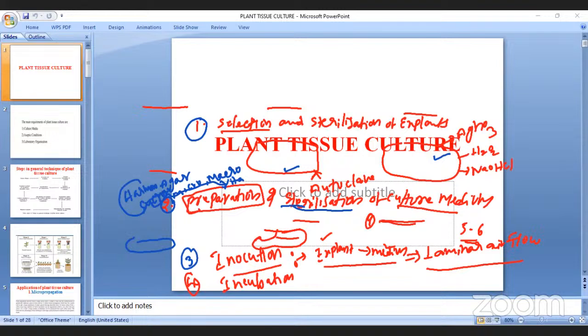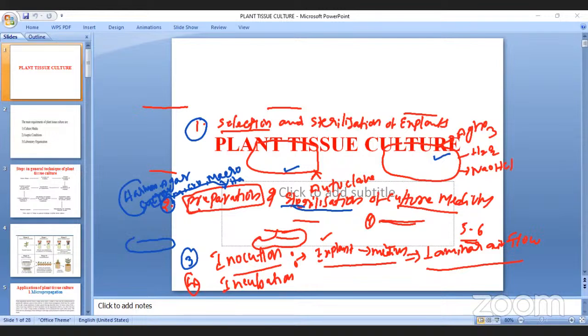After that, we subculture. Due to this waiting period, the incubation period, the callus is formed. The callus means an undifferentiated part, a mass or group of cells formed. Now we take the cultured cells and transfer them into fresh nutrient medium to obtain the plantlets.